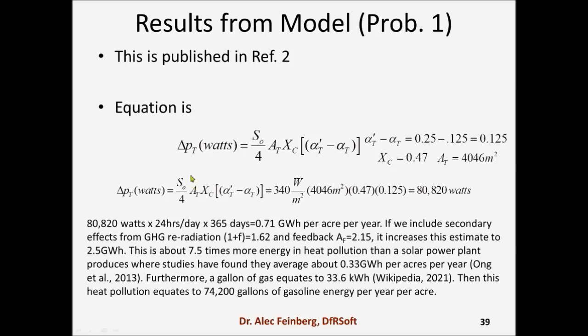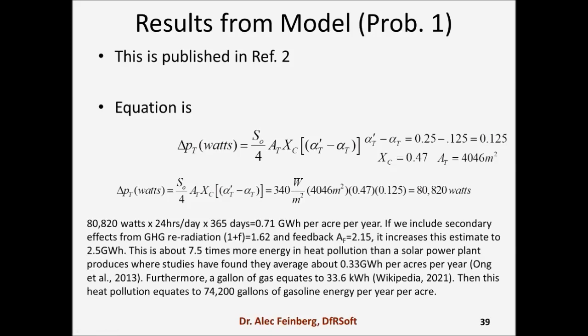Now, I didn't mention this, but the 340 that comes in is an average value because it was the day-night number as well as the curvature of the Earth, so it's an average. So we can call that occurring 24 hours a day. So 365 days a year, that brings it up to about 0.71 gigawatt hours per acre per year.